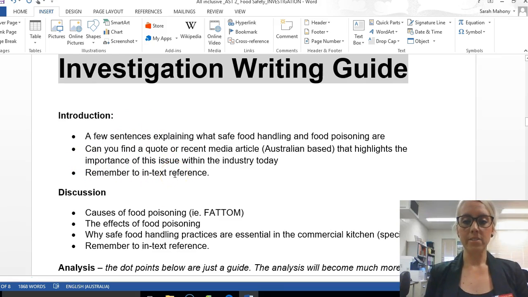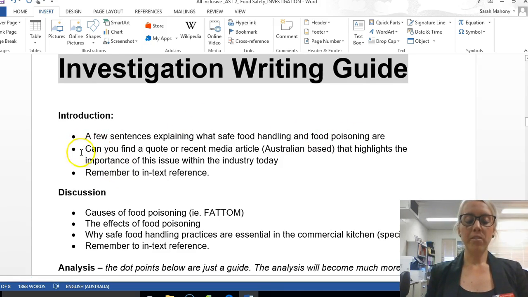You don't go into detail here, you're simply providing definitions, for example, or explaining in a sentence or two these key dot points. So the first thing to cover is a few sentences explaining what safe food handling is. Okay, so safe food handling means or includes, and what food poisoning is as well.